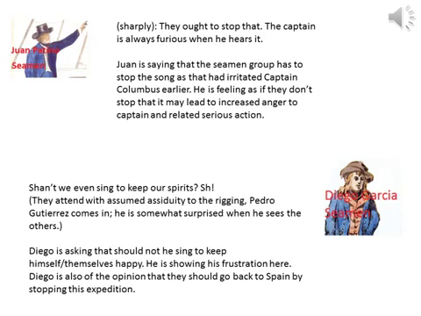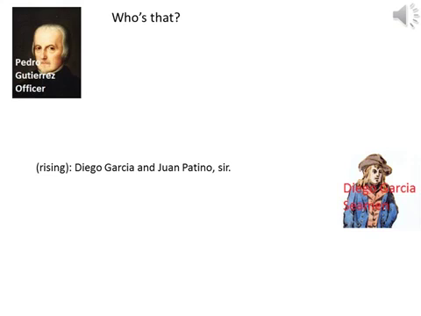Pedro Gutierrez comes in. So Pedro Gutierrez, an officer, comes in. He is somewhat surprised when he sees the others. So when he sees some people there, he is surprised. Let us see how this progresses. He speaks with authority. Diago, looking at Pedro, rising. So Pedro is an officer, so he has to obey the protocol. So he gets up and says, Diago Garcia and Ivan Patino, sir. So he responds to Pedro.